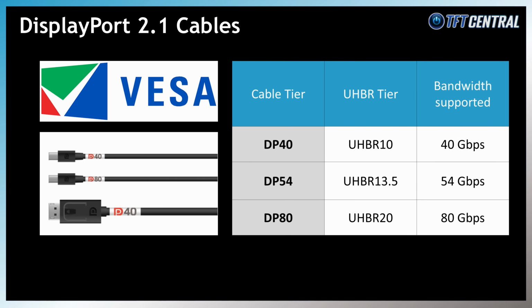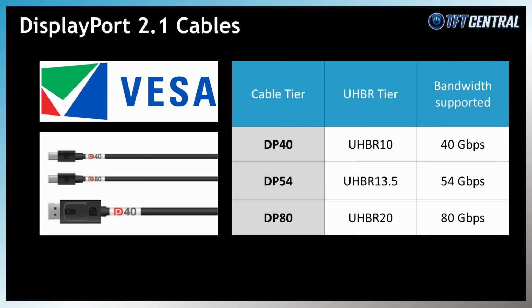VESA have a certification scheme for cables that falls into 3 tiers, aligned to each of the UHBR tiers. Confusingly, the cables reflect the total bandwidth of the tier and are therefore 4 times the number of the UHBR tier. So UHBR 10 needs a DP40 cable and so on. This scheme does at least allow you to more easily identify a cable that should support the DP 2.1 speed of your device properly. At the top end, there are some cables which can support the full 80 gigabits per second bandwidth of the UHBR 20 tier, which would be labelled as DP80.